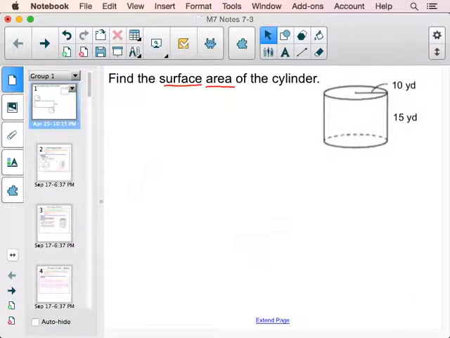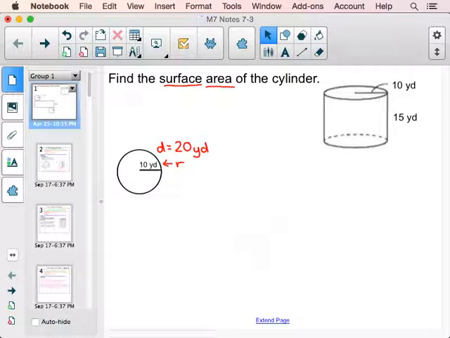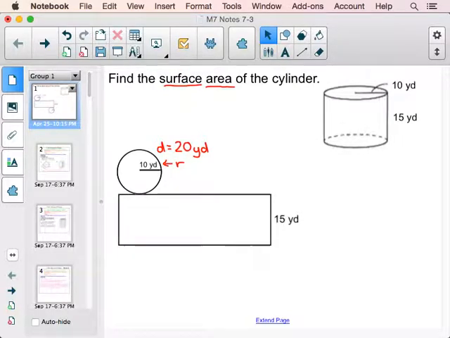So if you look at the surfaces of a cylinder, you'll have a circle. In this case, that circle has a radius of 10 yards. If we needed it, the diameter is 20 yards. It's always good to know both those things. We also have a rectangular surface, which is kind of like the label. If you think of a can of soup, that would be the label, and it wraps up around those circles. It has a height of 15 yards. And then there's also another circle that would be the bottom.